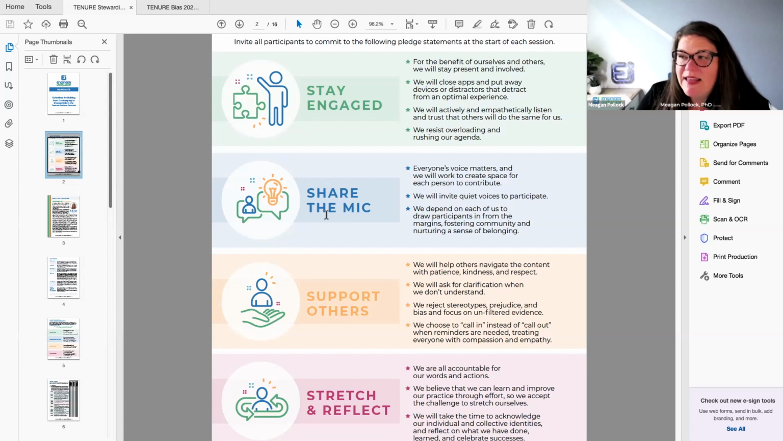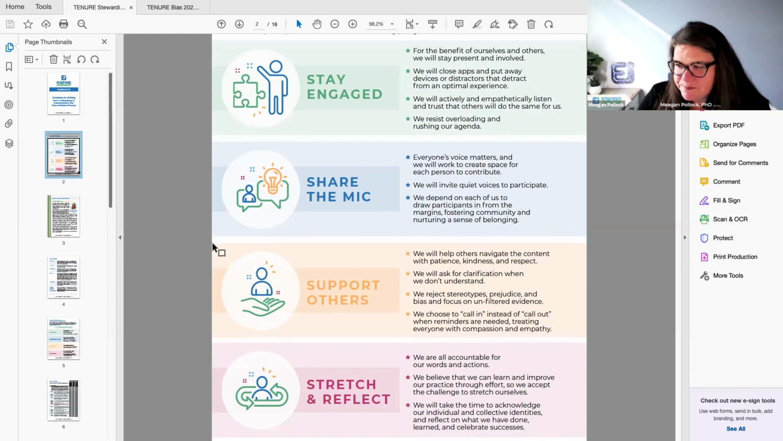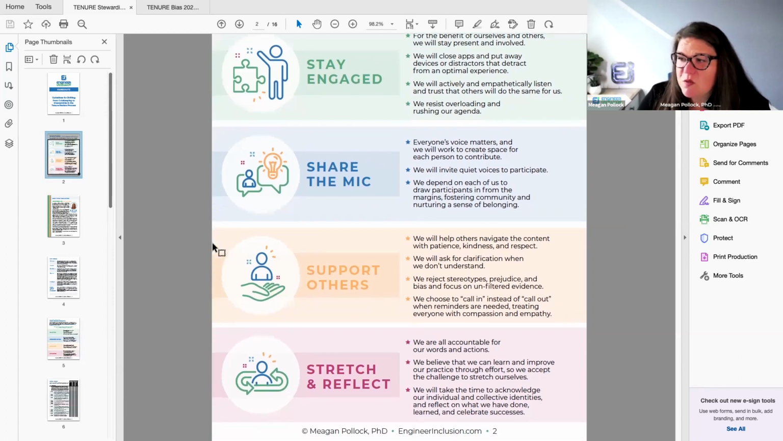And that doesn't just mean from the distractions of our phone. It means that even when we find ourselves in places of discomfort, we don't remove ourselves from the conversation because of that discomfort. And always a good reminder to make sure that we share the mic, that we are being thoughtful about whose voices are being heard and elevated, and inviting those quiet voices.